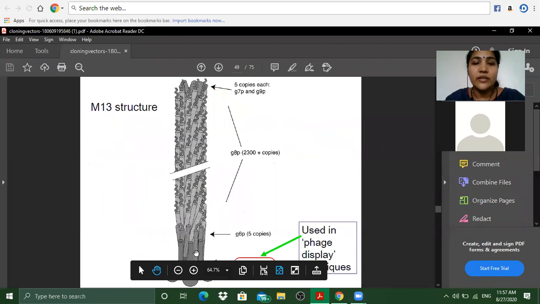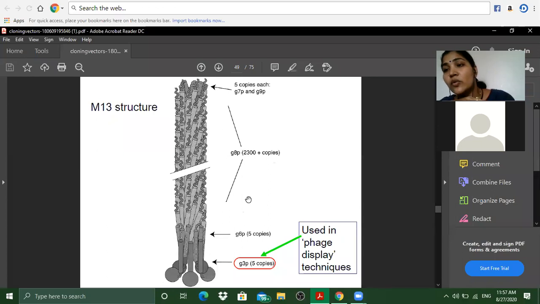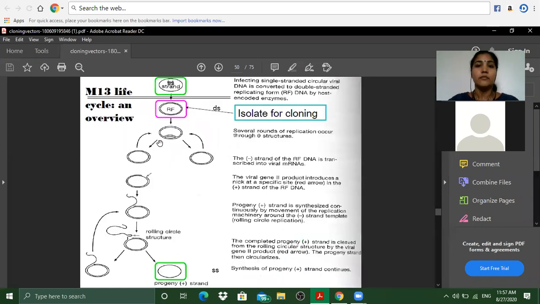Then the M13 structure. It looks like this particular virus is filamentous, and the one we had, the lambda phage, was having head and tail. So this is the filamentous type, and the other was with the head and tail. That was a distinct structure, and this is also a distinct structure. So we will be using this filament to insert our DNA of interest in it, right?